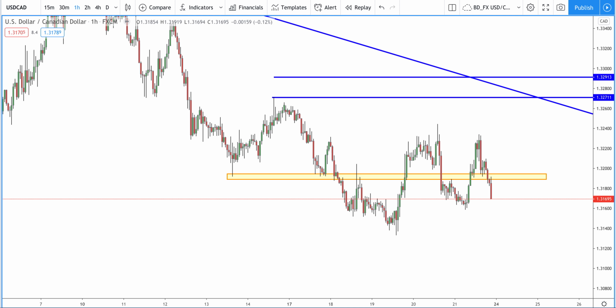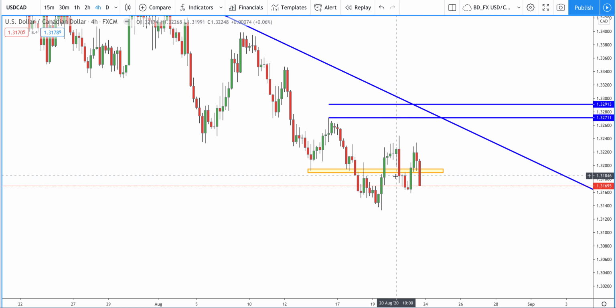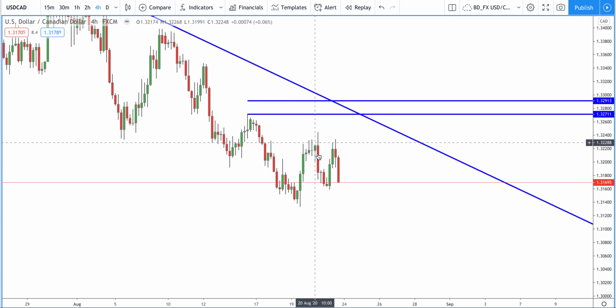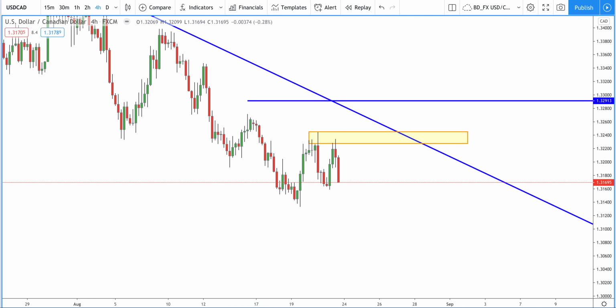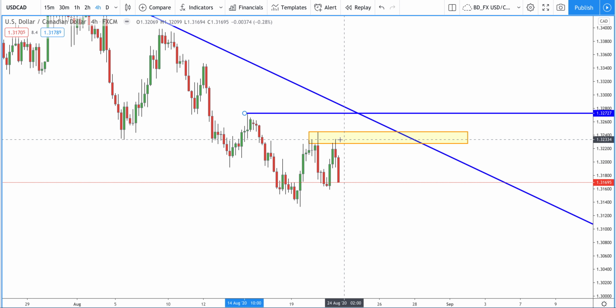With USD CAD, as I said, I'm really only looking for sell trades at the moment. We're making lower lows, lower highs, a little bit choppy here. I think we can look for short trades from this yellow highlighted region once again. So I'll just put that on there. I'll be looking at potential short trades from the yellow highlighted region, which is basically a liquidation zone on the lower time frames.